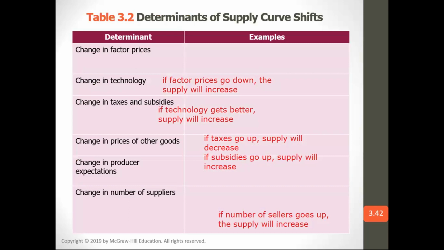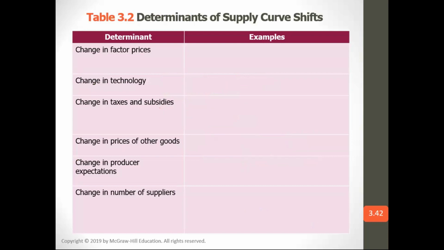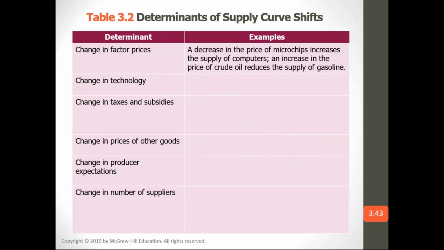So, changes in factor prices. A decrease in the price of microchips increases the supply of computers. An increase in the price of crude oil reduces the supply of gasoline. Change in technology: development of more effective wireless technology increases the supply of cell phones.